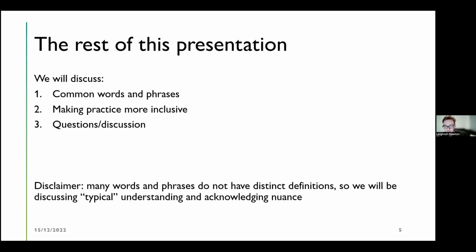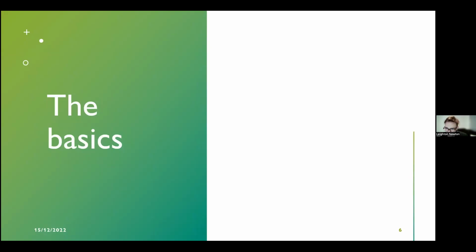A quick disclaimer before we get into it. Lots of words and phrases don't really have distinct definitions. Lots of different things mean slightly different things to different people. So we're going to be discussing the overall typical use and trying to acknowledge nuance where we're aware that there is some, and if you're not, sorry, but we're trying to cover bases. Start with the basics.